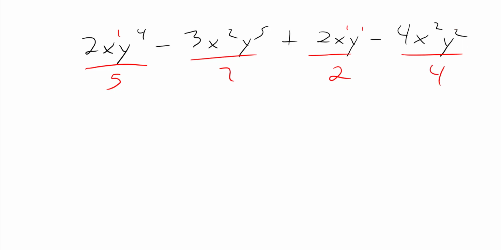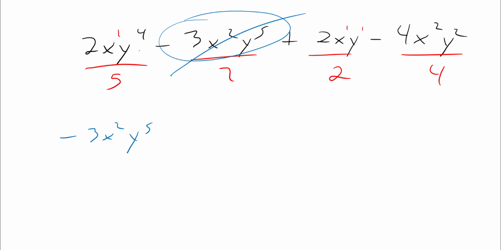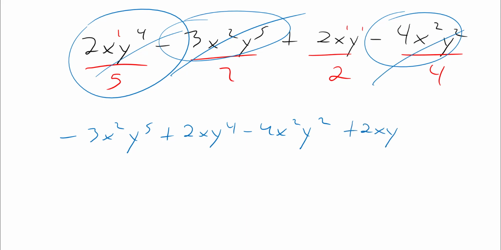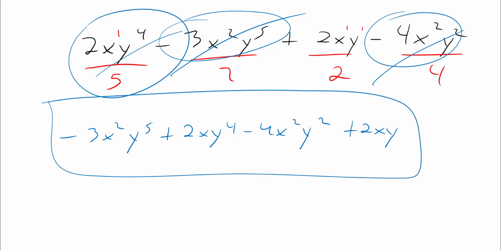So we put it in order here. Okay, the order is going to be this first one here. So negative 3x squared y to the fifth. Let's use that one, then this guy. So plus 2xy to the fourth. It's good. And then the next one is this one, minus 4x squared y squared. Okay, cool. And then second degree, plus 2xy. We're done. That is in standard form. Okay, pretty easy.